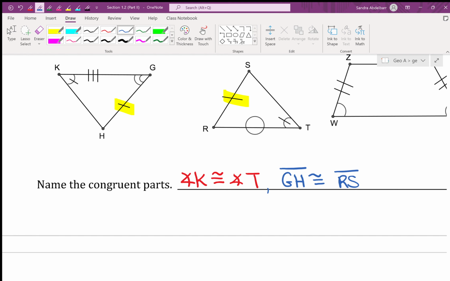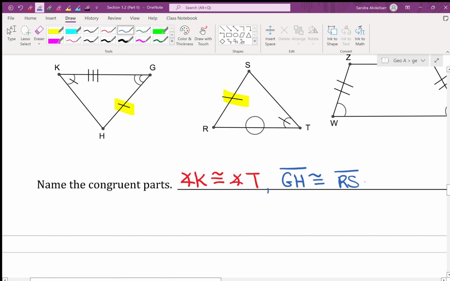No other segments or angles are congruent in the triangles. KG has three slashes. Nothing here has three slashes. Angle G has two loops. Nothing here has two loops. RT has like a circle mark. Nothing has a circle mark. So there's nothing else congruent.